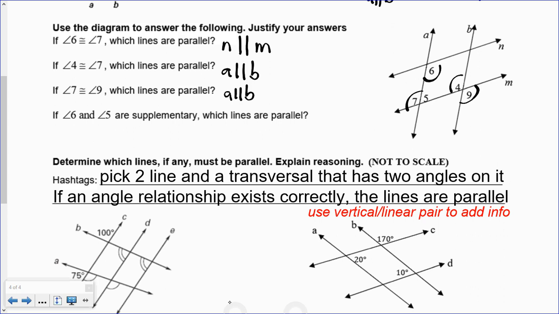Now I know that 6 and 5 are supplementary. Those are consecutive interior. What's the transversal? So what are the two lines that are parallel? N and M. Okay? So the trick for that one, if you want to write some notes, is find the transversal, the line that they have in common. The two lines that the transversal is crossing, those are the parallel ones. Okay? That's the basic process.